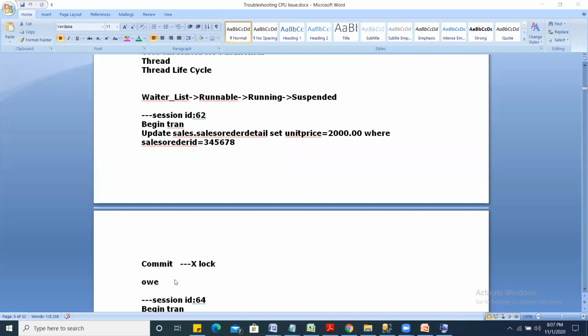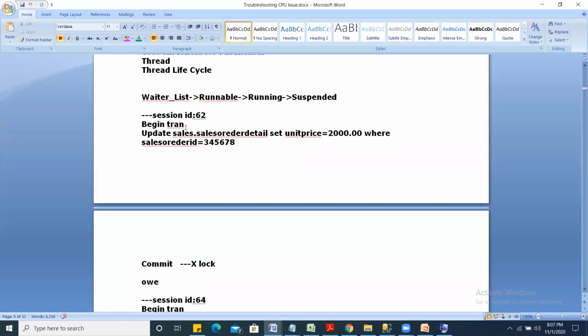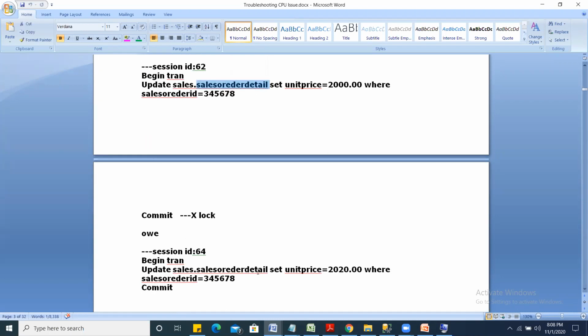So those pages are exclusively locked. These pages are exclusively locked. 5 pages are exclusively locked. Now, this transaction, the transaction under session 64, cannot proceed while the transaction executing under session ID 62 has exclusively locked those 5 pages of the sales order detail table, right?